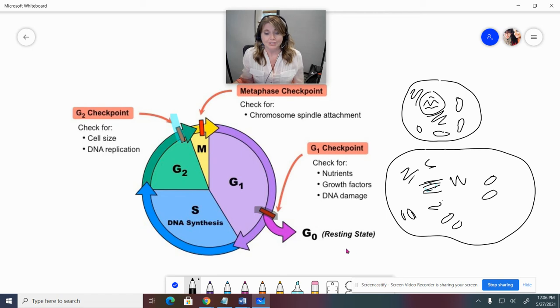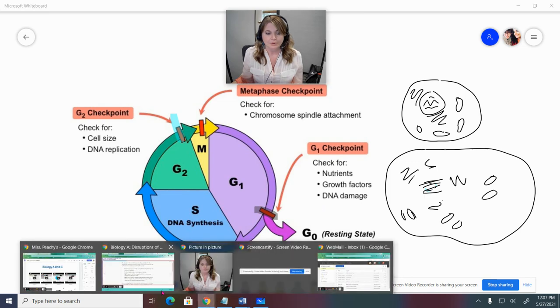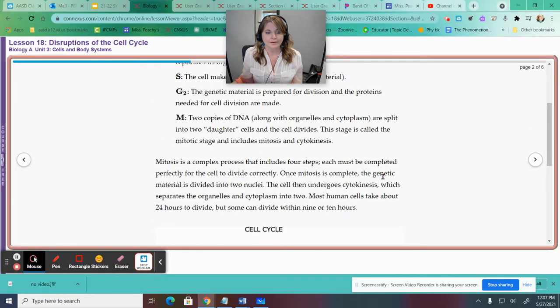So again, this G0 phase, this resting phase, cells can spend a long time in there doing nothing and just kind of hanging out and being themselves and doing their normal cellular functions, what they need to do. But the actual process of the cell cycle is over and done with within about a day or so, plus or minus, depending on which cell we're talking about. So let's see here.